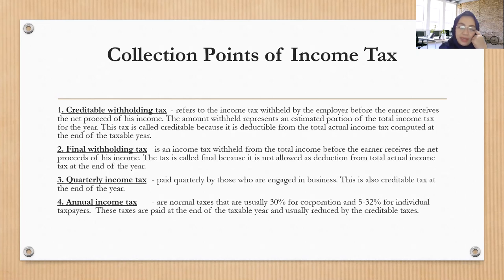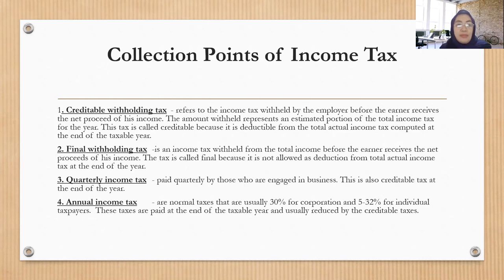Collection points of income. Okay, so creditable withholding tax, these are income tax withheld by the employer before the earner receives the net proceeds of his income. Okay, so pag na-receive ng employee yung income niya, may net of tax na yun, no? So that's withholding tax. The employer withholds the tax for the employee.